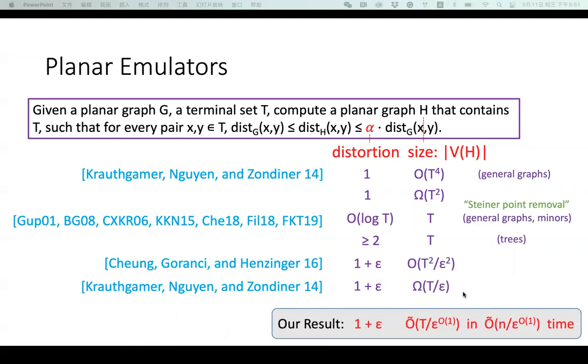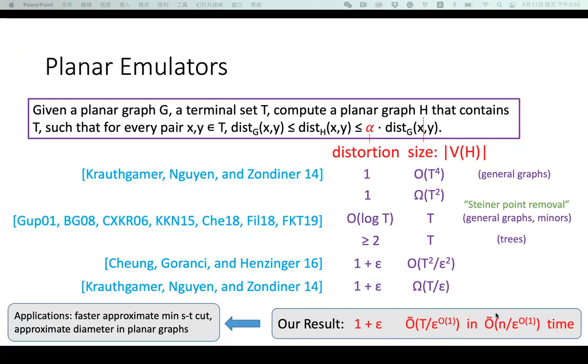Our result is that we provide an improved upper bound in this setting, where the dependence on t is linear. The bound is t polylog t over poly epsilon. In addition to that, this emulator can be constructed in near linear time, so n over poly epsilon time. This O tilde hides polylog t factors, and this O tilde hides polylog n factors. Since it can be computed in near linear time, it comes with some applications. It will imply faster algorithms on approximate min s-t cut, approximate diameters in planar graphs, etc. We will not be talking about these applications, but only focus on the construction of our emulator.